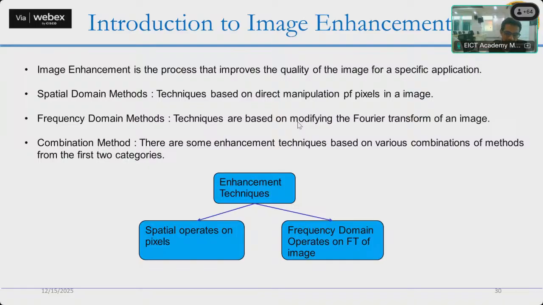That's why the frequency domain becomes very, very important in overall image processing. With combination methods, it is not necessary to apply only one of the methods. Many times both methods are used, spatial as well as frequency.